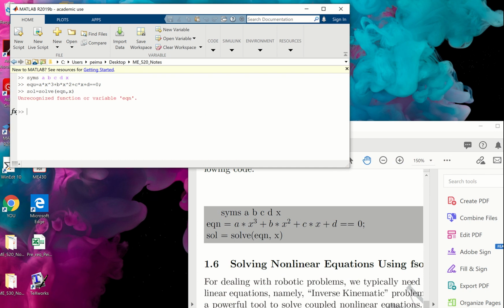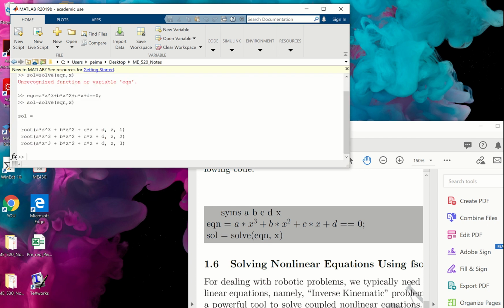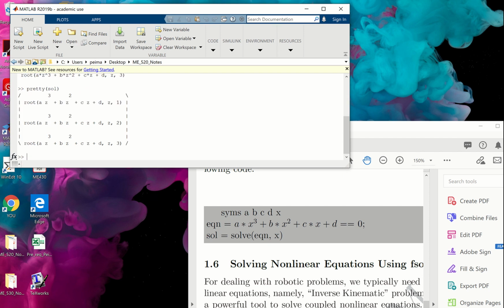So, oh, there's a typo here, guys. Equation. Okay. Now, here we go. This gives you, because it's a third order equation, there were 3 solutions. That's right. So if I say pretty solve, it's gonna give you the solution. That's right. Root of this. So it solves for you. Okay. Understand?